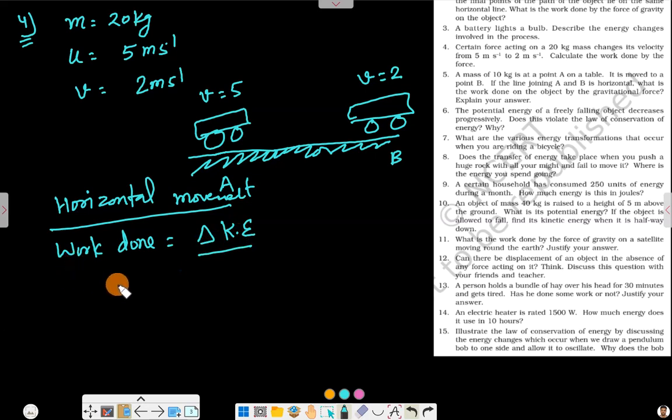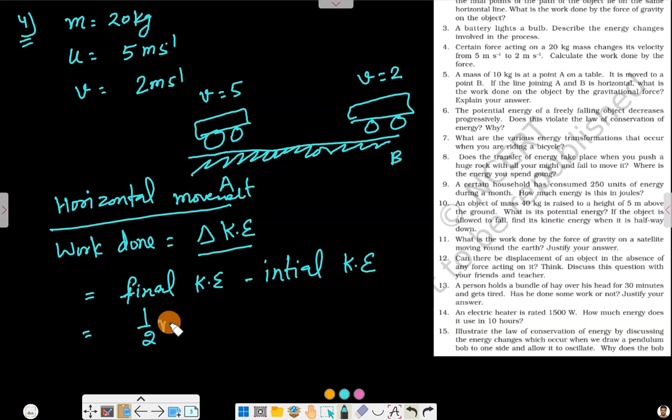So the change in kinetic energy is equal to the final kinetic energy minus the initial kinetic energy. If the object had stopped, we would only be finding the initial kinetic energy, because the final kinetic energy would have gone to 0. But as the object has not stopped, we will be finding the difference. We will find the final minus initial. Now the formula for both is the same: half m v final squared, half m v initial squared.